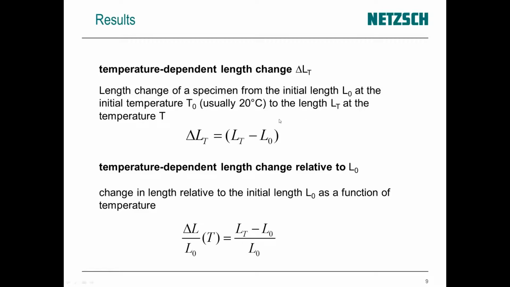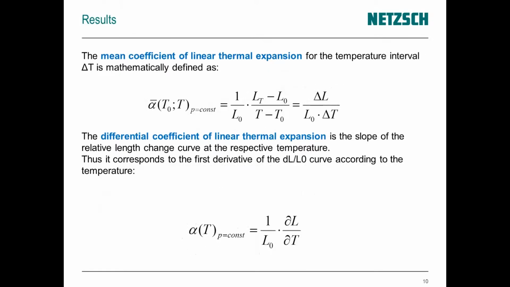As a result, you receive the temperature-dependent length change. Usually you start at room temperature, measure the initial sample length, and then you heat up your sample or cool down your sample and determine the length at a certain temperature T. And this is subtracted from each other, so you have the temperature-dependent length change. To make results more comparable for samples with different length, usually this delta L is divided by the initial length of the sample L0, so that you have the relative length change.